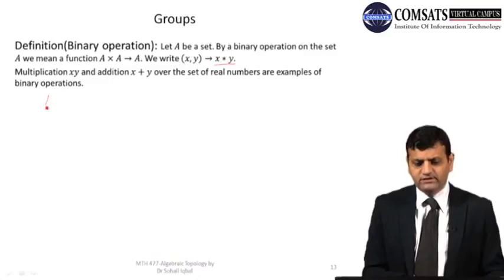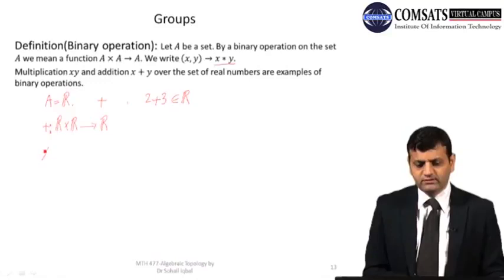For example, if my set A is the set of real numbers, then addition is a binary operation on the set of real numbers. If I have two real numbers, for example 2, then I can add it to another real number and I will always get a real number. Similarly, if I have in general any two real numbers, then their addition will always be a real number. So it's a function from R cross R to R, so it is a binary operation.